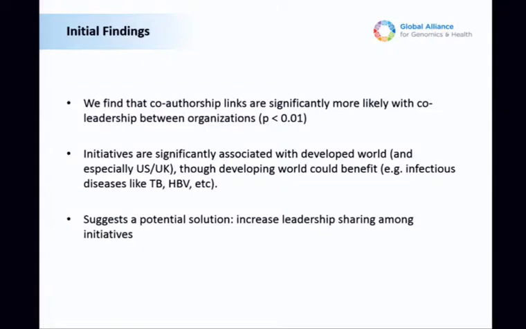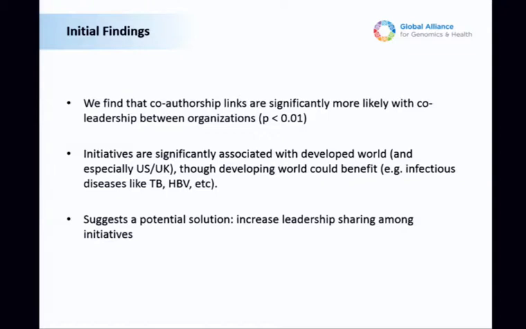So essentially, in short, what we find is that co-authorship links are significantly more likely with co-leadership among organizations. And that actually suggests a number of interesting ways that we can potentially foster a lot of the missions of the Global Alliance. So for example, I know there have been a number of discussions about involving the developing world. As you saw on the map, there weren't as many developing world countries. Through a number of different initiatives, for example, I remember infectious diseases was mentioned and a few others.